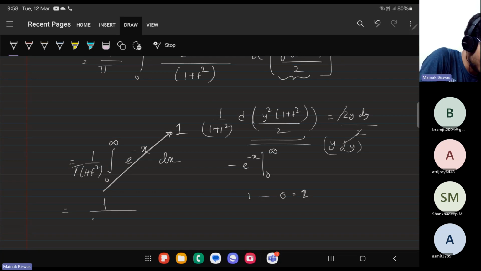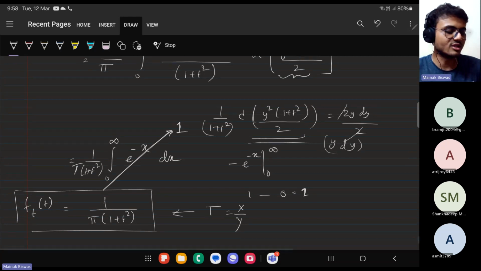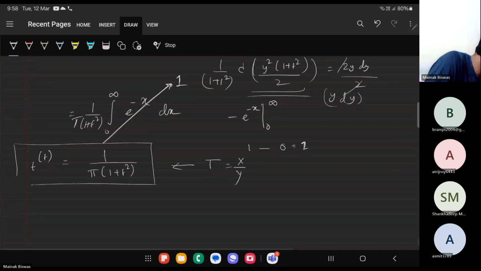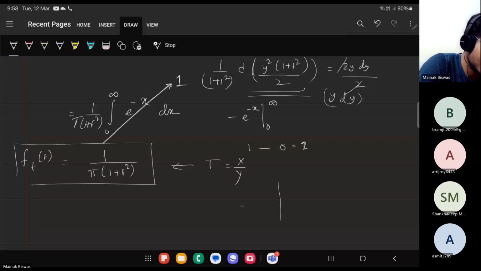So now you see this integral, there's no more integral. Do you get the value of the x by y? This is your distribution of t as x by y. How does it look like? Let us first write the distribution. How does it look like?